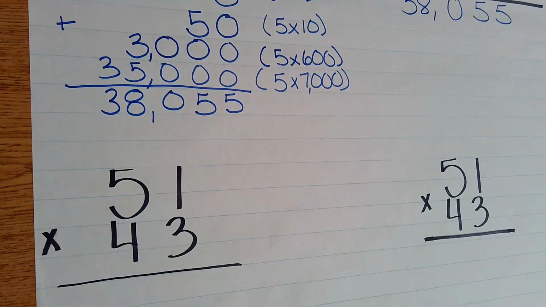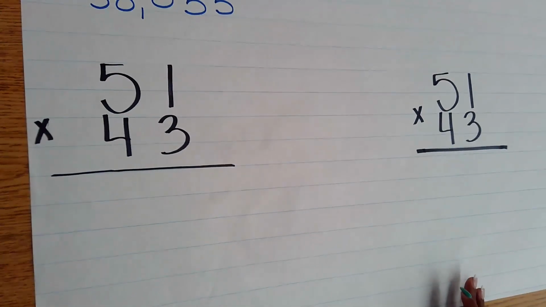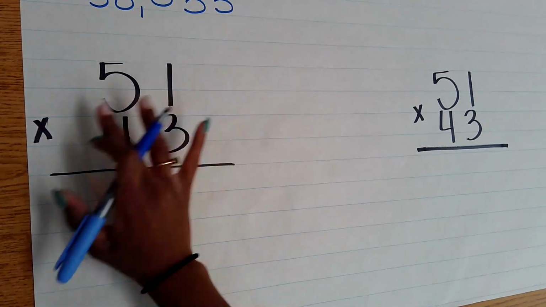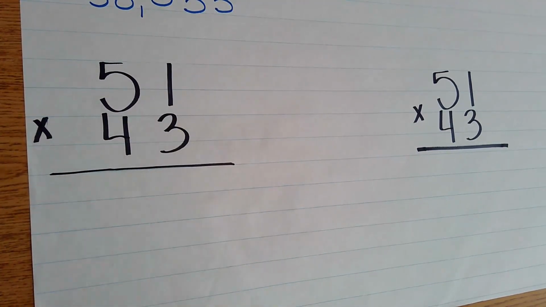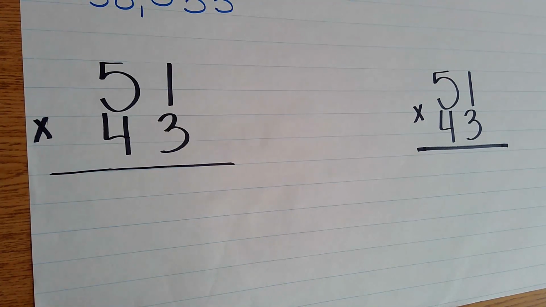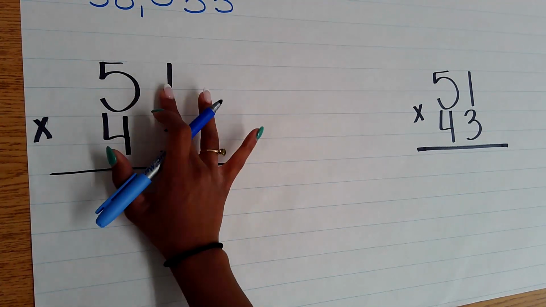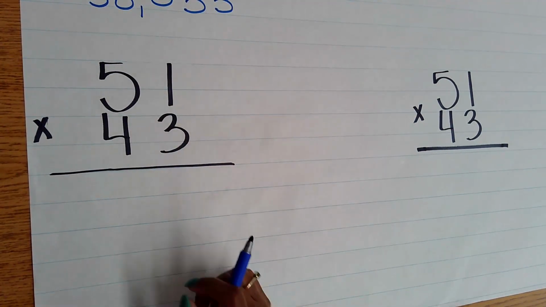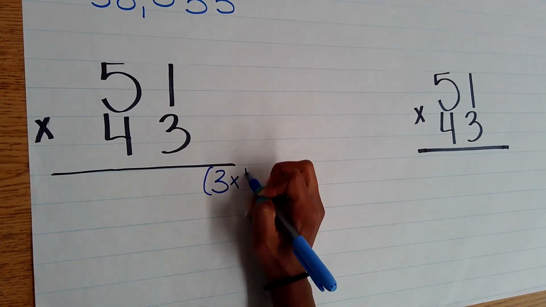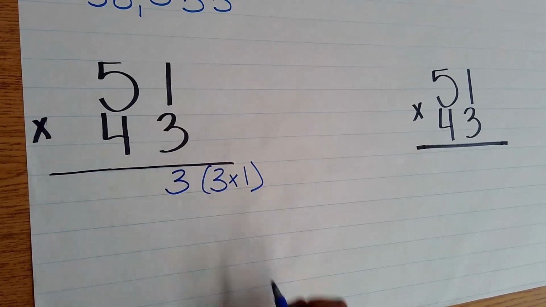So we're still going to use those same two strategies, except instead of doing a 4-digit by 1-digit, we are going to do a 2-digit by 2-digit number. So I have 51 times 43. I'm going to start with my ones place. So back to partial products, we're going to treat each number like its place value. I'm going to start with my 3 times 1, which gives me 3.